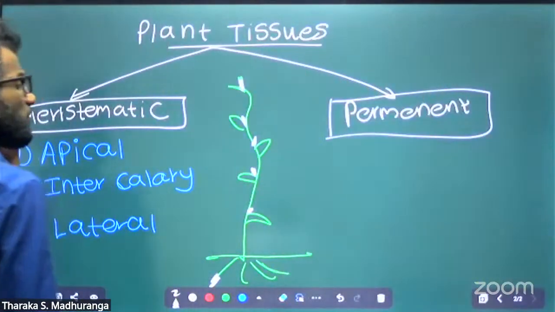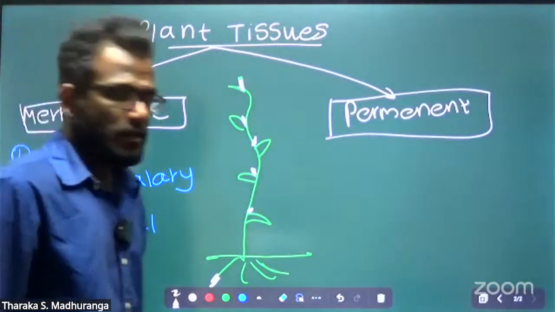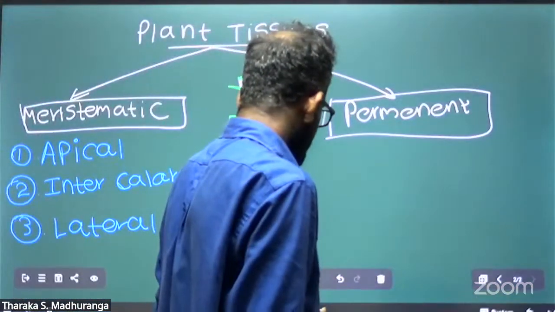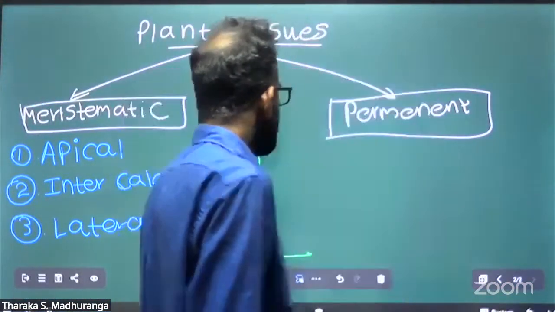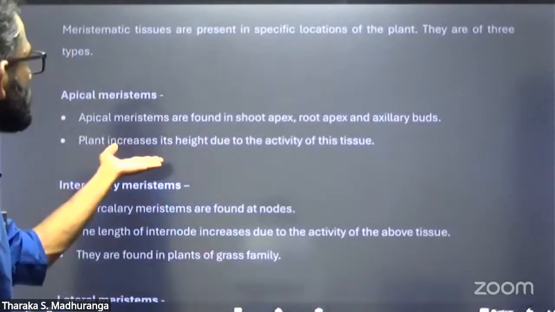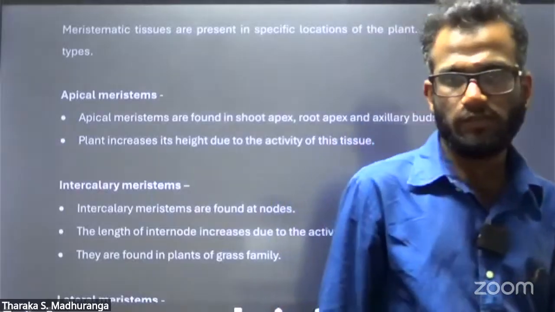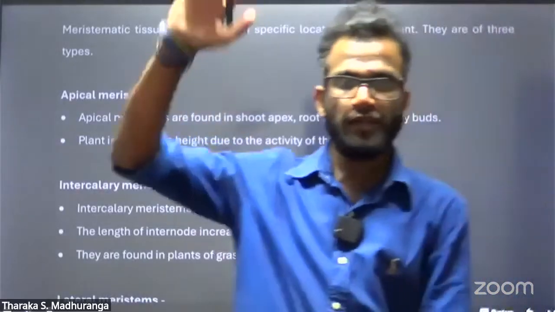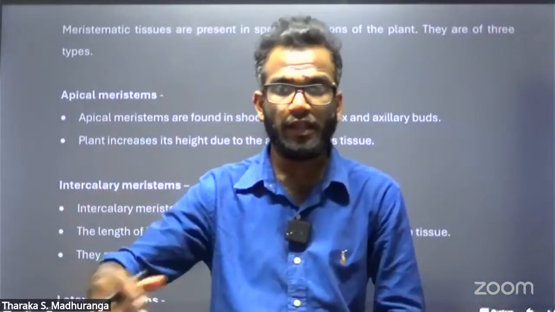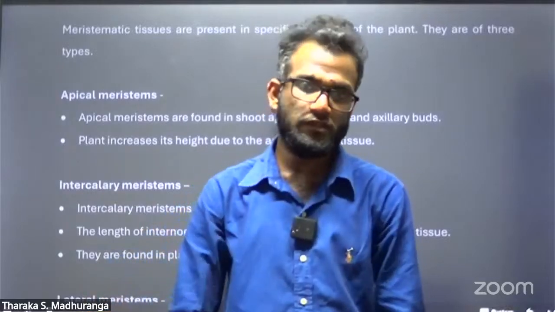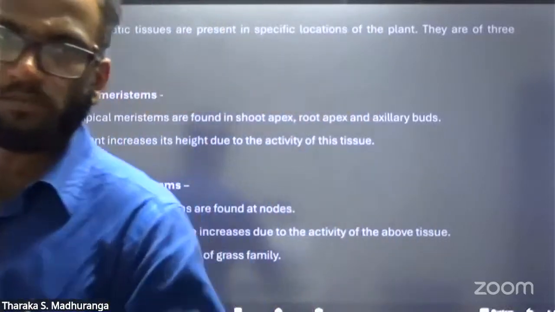Then what is their function? The function is to increase the length of each of these places. Plant increases its height due to the activity of these apical meristems. Also, the length of the root system increases due to these apical meristems.